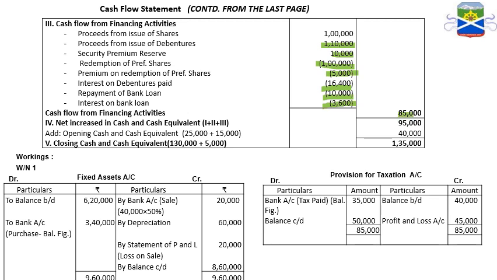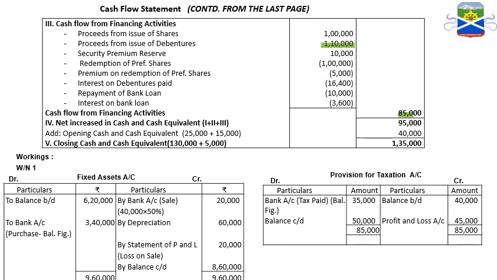So now we go for net increase in cash and cash equivalent. That means 1 plus 2 plus 3, and that comes to 95,000, on which we go on adding the opening cash and cash equivalent with the current investment. If you remember, I said it. So that comes to 40,000, and then we'll have 1,35,000 as your cash and cash equivalent at the end, that is closing cash and cash equivalent.